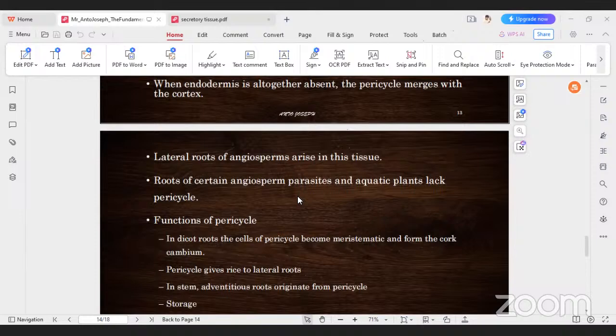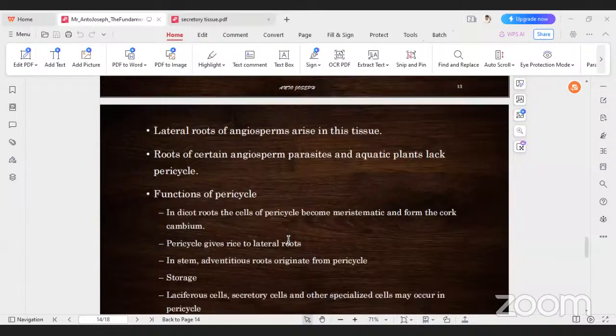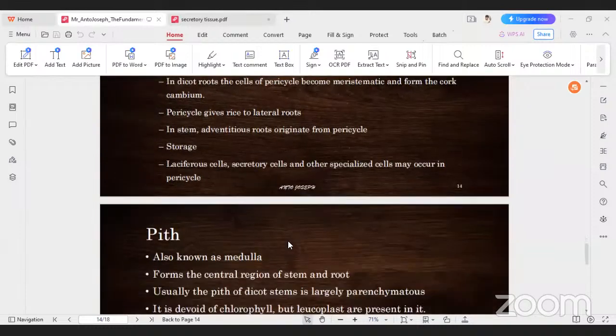In stem, adventitious roots originate from the pericycle. Where are the adventitious roots? Give me one example plant. Grass. Grass has fibrous roots, of course, though some grass also has adventitious roots emerging. Maize has adventitious roots from the stem. Banyan tree also has adventitious roots.